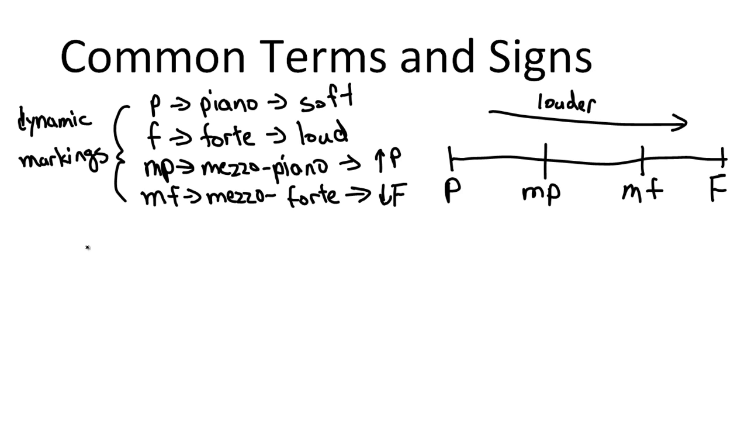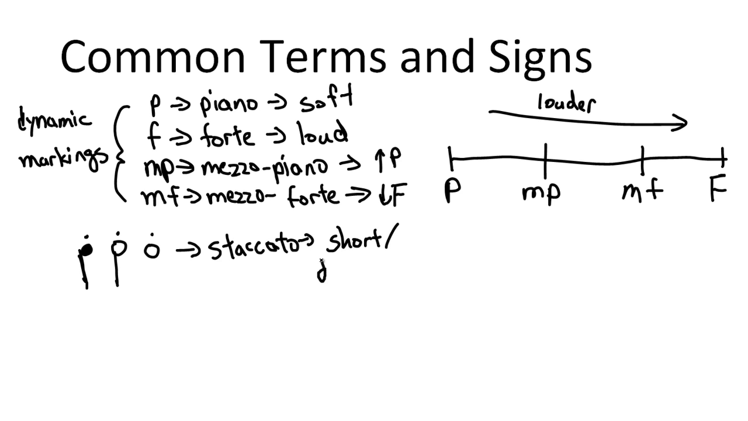So another common sign you might see is a little dot on top of a note. It can be a quarter note like this, or a half note, or a whole note. Now this is something called a staccato. And that's Italian for short and detached. So instead of playing something long and connected, you would play something short and detached.